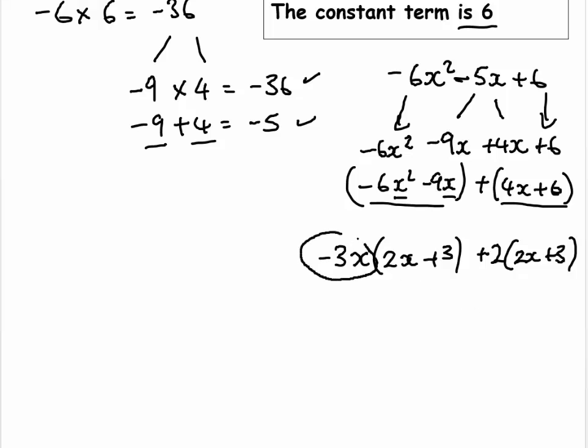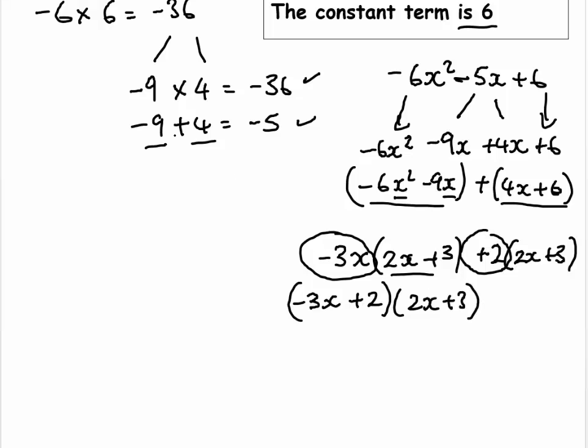Take this value outside the first bracket and the value outside the second bracket and place that in its own bracket. So we got minus 3x plus 2. We only need one of the second brackets, 2x plus 3, so I'm going to put that here. And this is your final answer. Bit of a tricky question with the negative terms, so it's always good to check your answer.